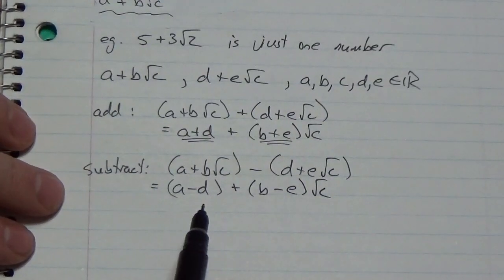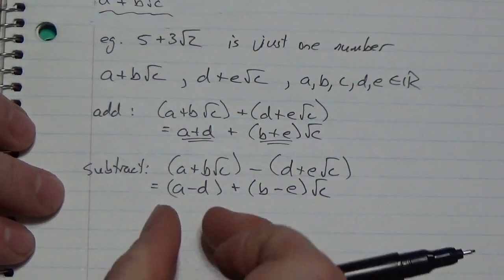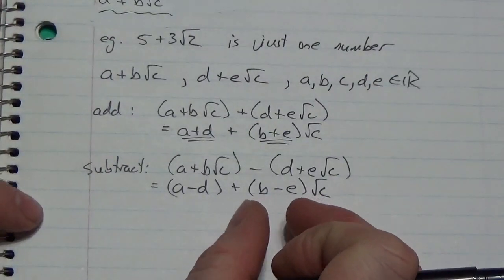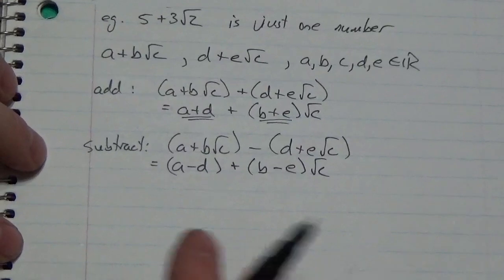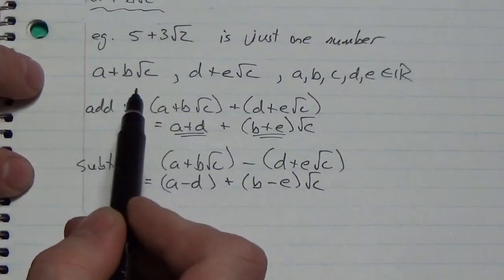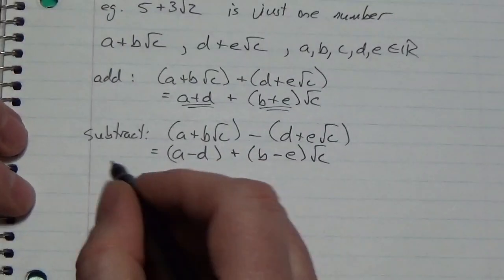Now think about this together. Again, the difference between two real numbers is going to be a real number. The difference between these two numbers is going to be a real number. And so what I'm left with is, again, a number that is of the same form. Let's try multiplication.